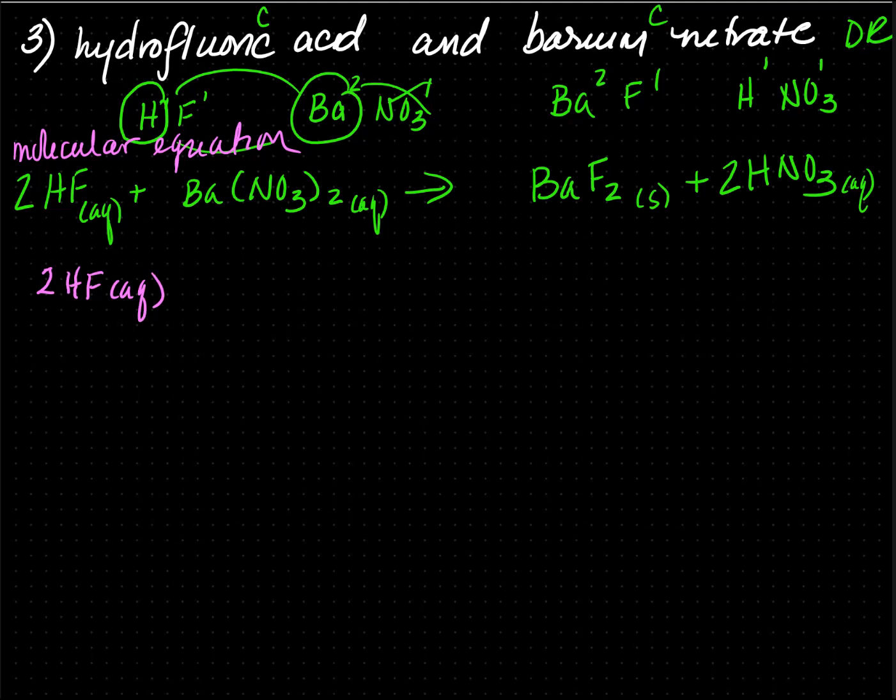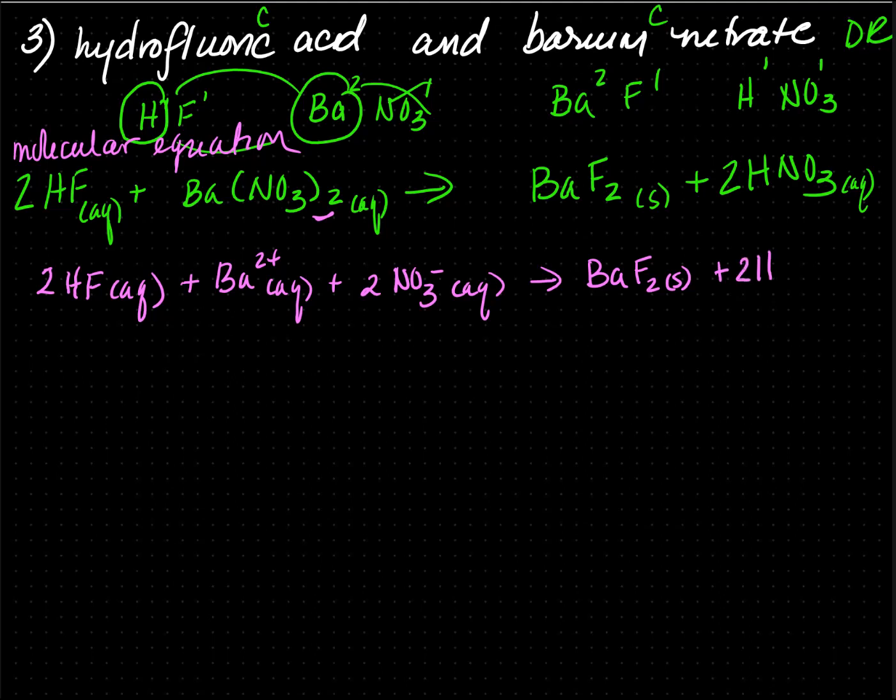Barium nitrate is aqueous. It is made up of barium 2 plus AQ plus there's 2 nitrates, so 2 NO3 minus AQ, yields barium fluoride, which is a solid, so we keep it together. Nitric acid is a strong acid, so we break that apart. There's 2 hydrogens, 2 nitrates. What we just wrote here is our complete ionic equation.